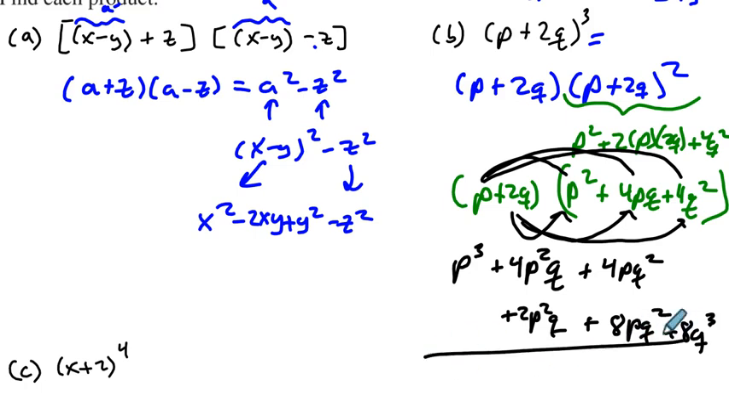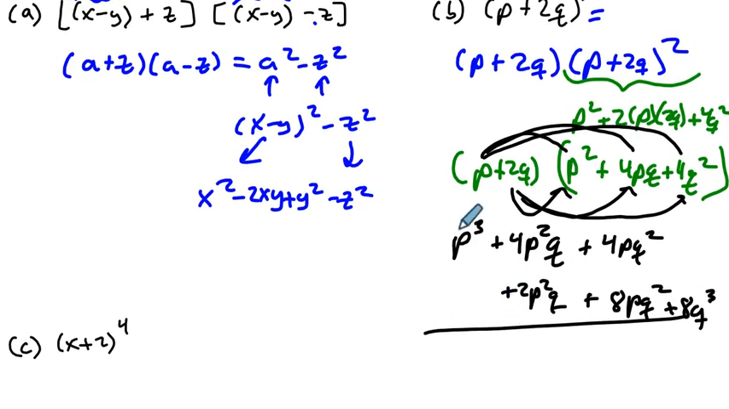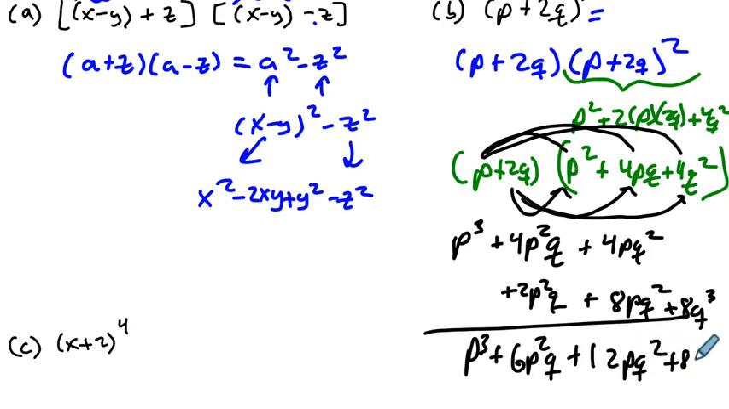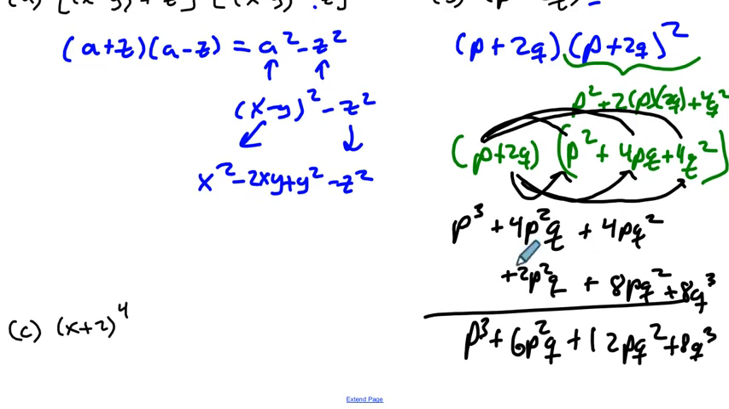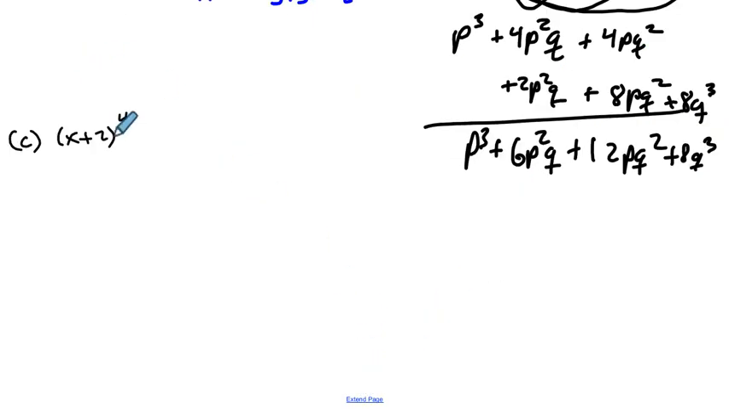Okay, so now we can just go ahead and add down and see what we get here. So we have p cubed. We can add those down right there. We have 6p squared q. Here we have 12pq squared, and lastly 8q cubed. Whew, that one's a little hairy right there. Fantastic. All right, and going on now to letter C.